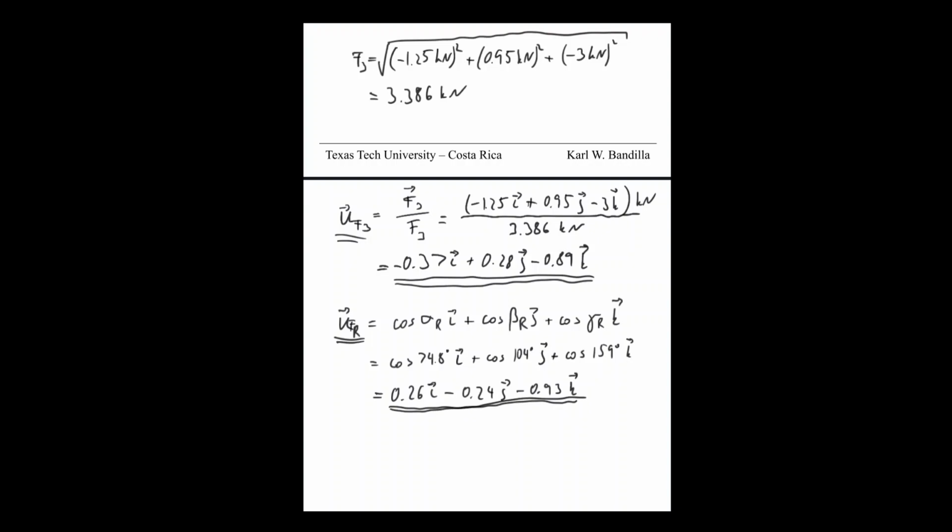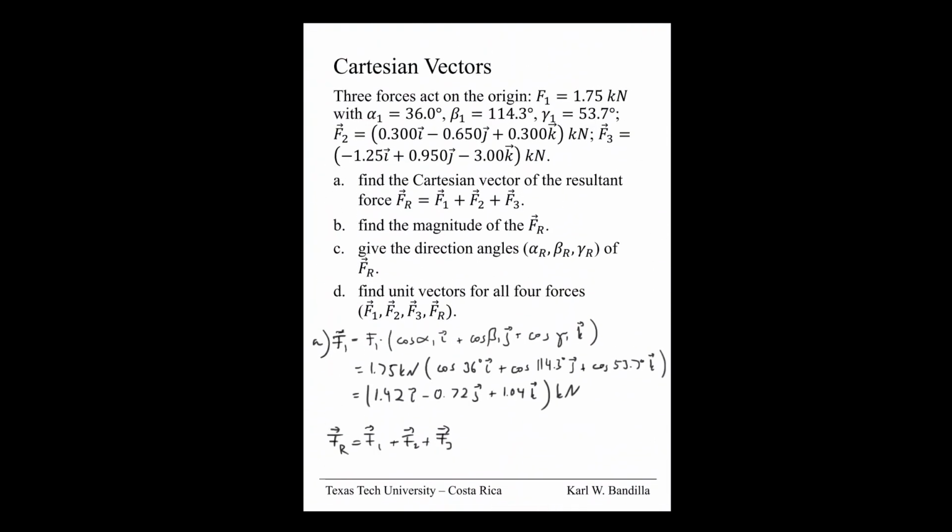So with that, we have all the unit vectors, and we have everything solved. This was a problem about Cartesian vectors, where we had two Cartesian vectors plus a vector with magnitude and angles, and we found the resultant of those three, its magnitude and angles, and then unit vectors for all of the different vectors that were involved.